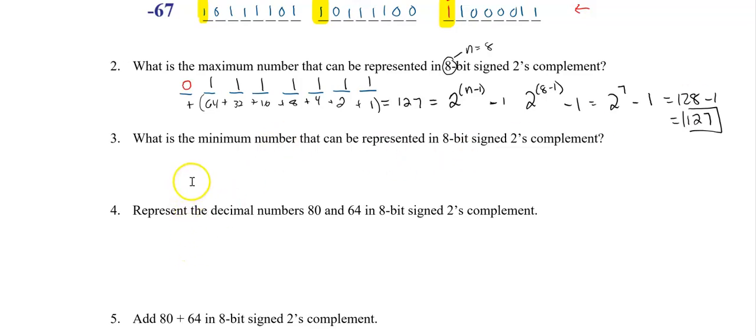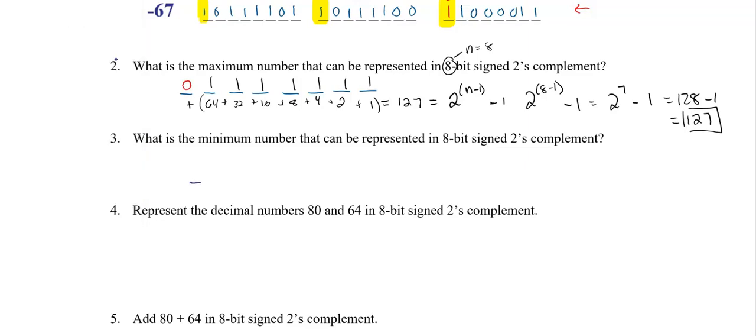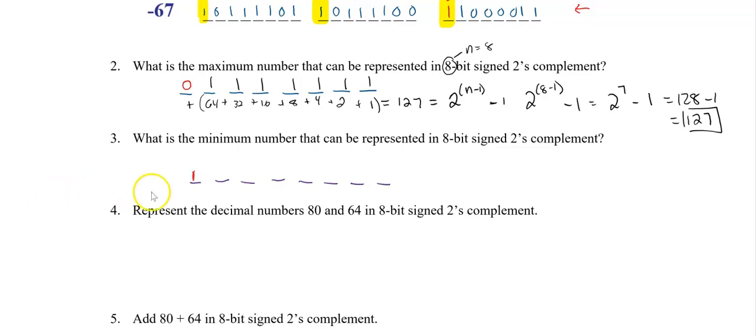What's our minimum number that can be represented? Well, that minimum is going to be negative, right? So 1, 2, 3, 4, 5, 6, 7, 8. We're going to have a 1 here, or at least we should expect that. But the minimum should be then if we try to take a negative 127. If we take the 2's complement of this, all the ones are going to remain the same, right?